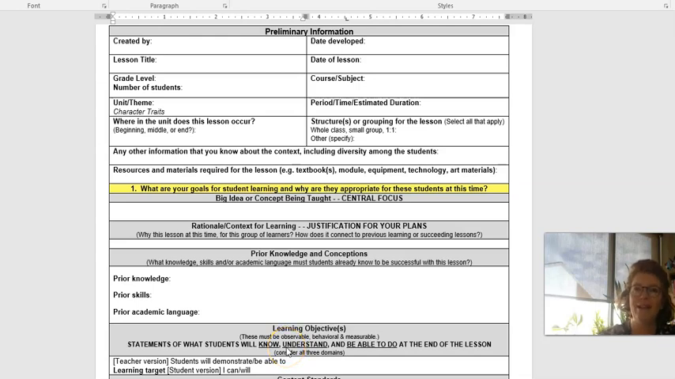Hi everyone. I'm just going to quickly go over how to write a lesson plan as a refresher. If you've been doing them in your other classes, you don't need to watch this video.